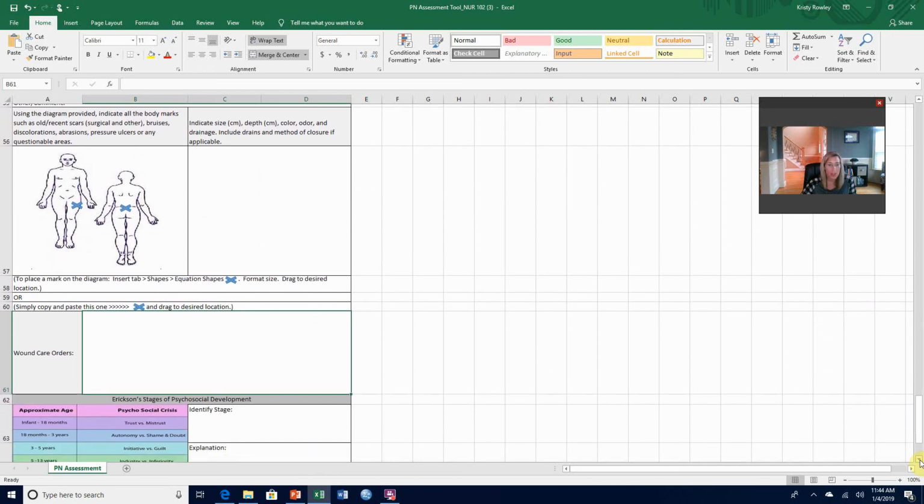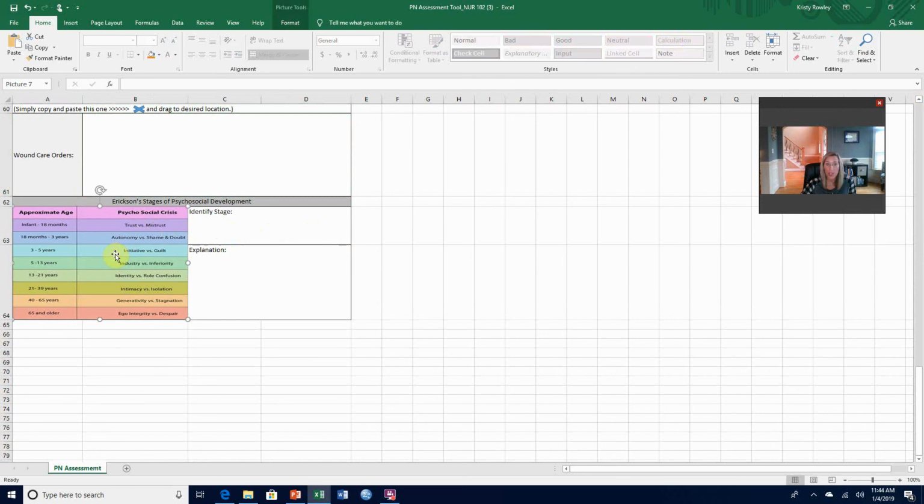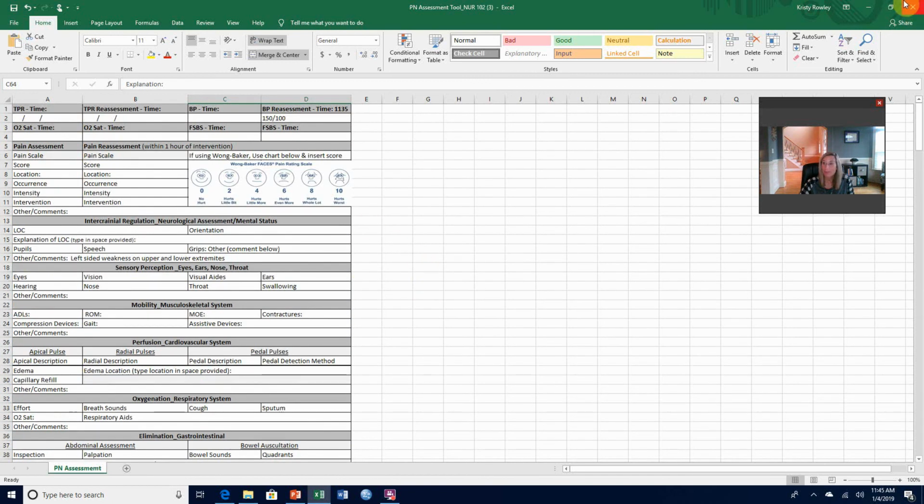The next, which is obviously the last, is still the same as it was last semester, but here's a reference for the Erikson stage. They're going to identify their stage. So say their patient was 67, that would put them here where they would identify the stage. So they put ego integrity versus despair. And then in the explanation, you're going to say why. Were they in despair or are they in ego integrity? They would say, well, my patient is in despair because they were just told that their cancer had metastasized or something like that. And that is their assessment.